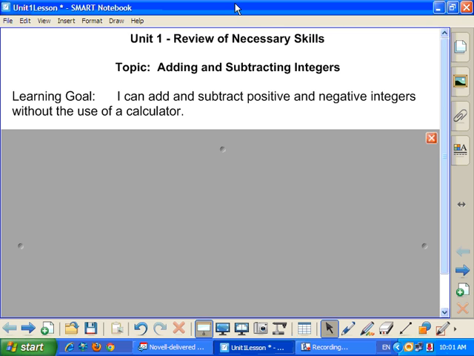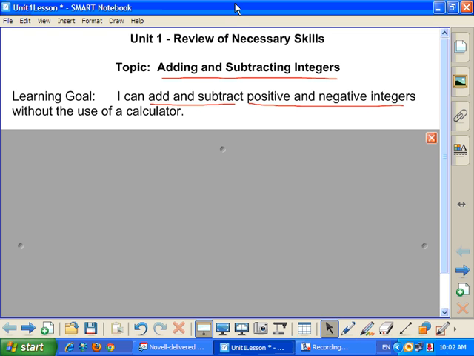Math1L, locally developed. This is the first lesson in Unit 1, and that's review of necessary skills. So we're going to be going over some of the skills that you're going to be required to master in order to be successful throughout this first unit, or throughout the whole course, in fact. So we're just going to look at today adding and subtracting integers as our topic. And at the end of this, your goal is that I can add and subtract positive and negative integers.